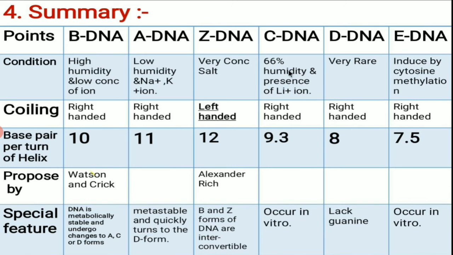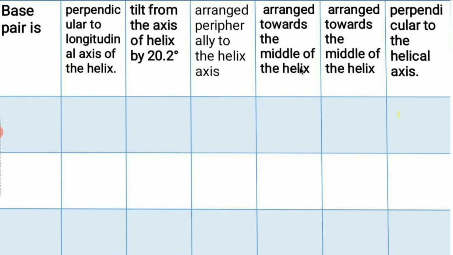Next, the cDNA. What condition does cDNA require? 66% humidity and the presence of lithium ion. If this condition is present around the DNA, then the DNA exists in C form. The coiling is right-handed, and base pairs are 9.3 per turn. It occurs in vitro, with base pairs arranged toward the middle of the helix.